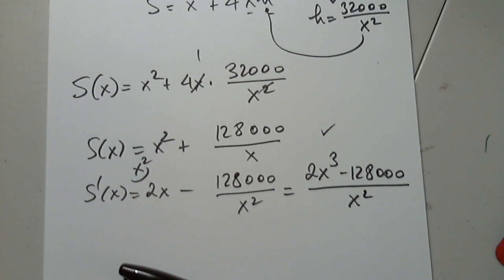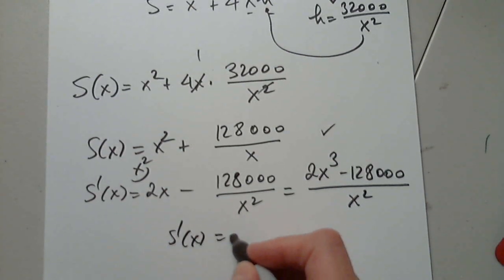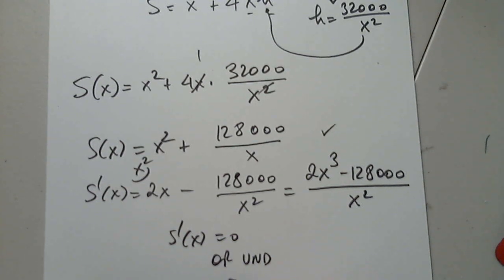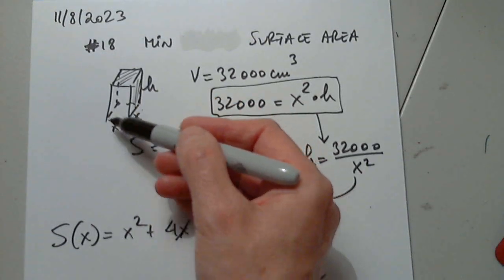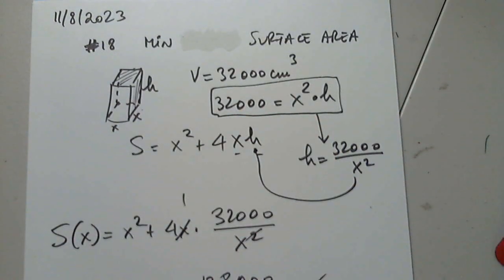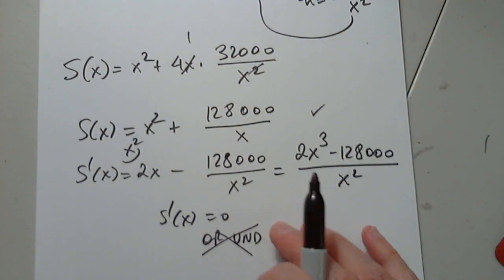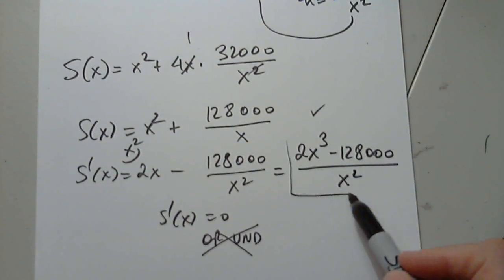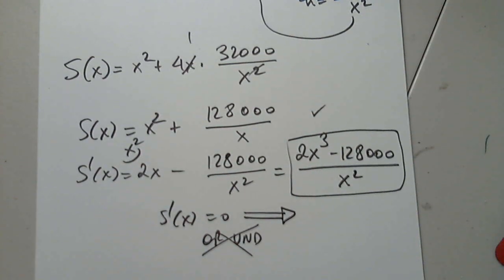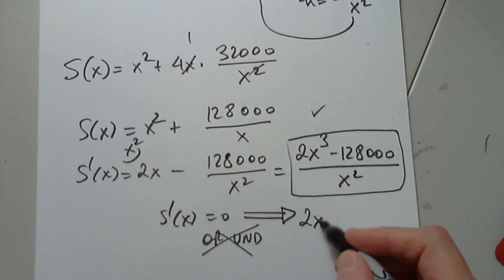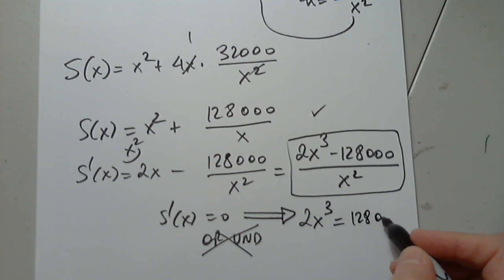Now we have to set that equal to 0? Yes, or undefined. So S prime of x equals 0 or undefined. There is nothing undefined, because it will be undefined at 0. But how can a box have a base with a side that is 0? Not possible. Good. So when is a fraction 0? When the numerator is 0. Very good. So 2x cubed equals 128,000.